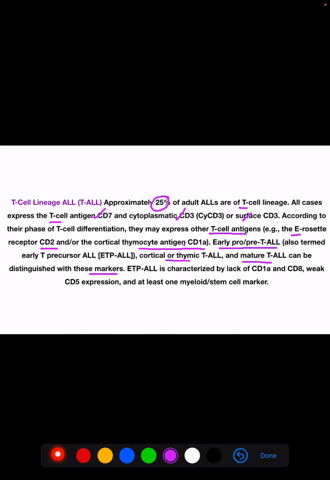If we take early pro or pre-T ALL, this is characterized by a lack of CD1A and CD8. How is early precursor T-ALL characterized? By lack of CD1A and CD8, weak CD5 expression, and at least one myeloid or stem cell marker.